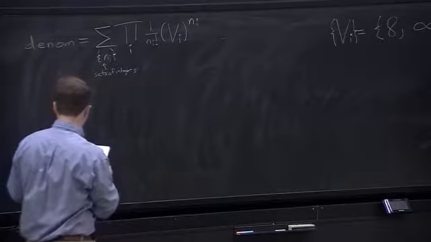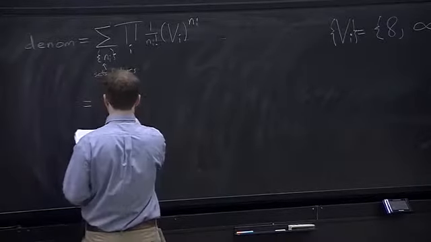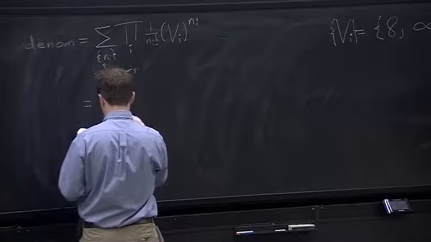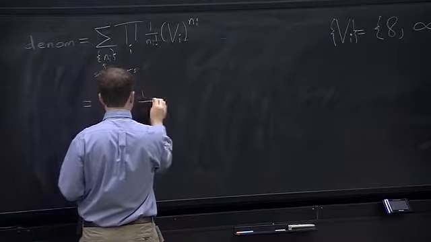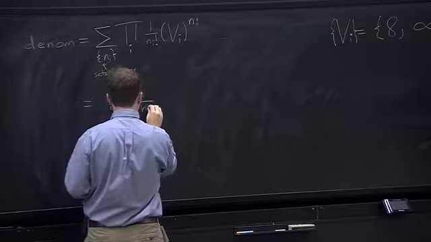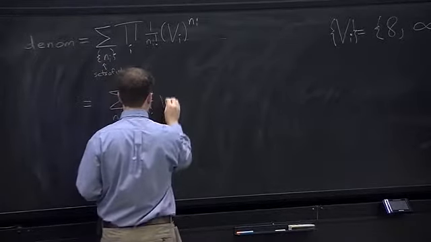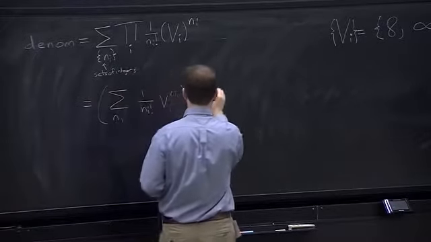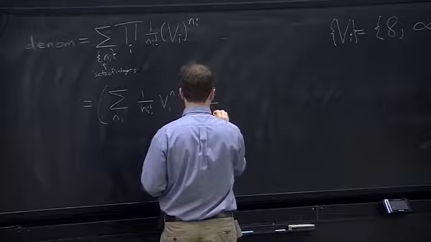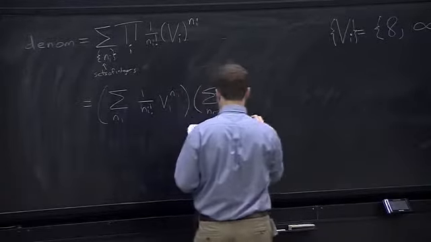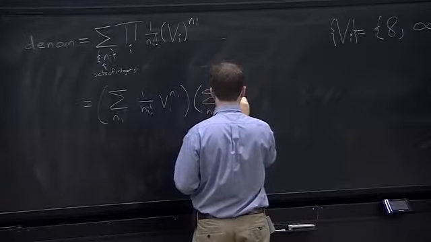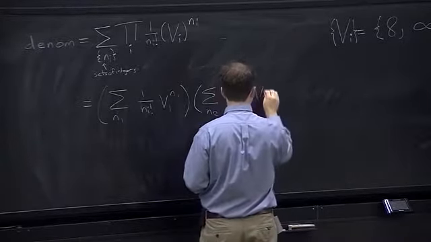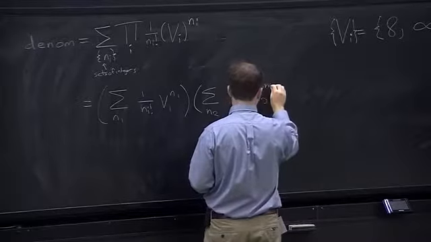So we can write this in another way. We can also write this as the sum over n1. So we can have some number of copies of the first diagram, the figure 8 diagram. And if we multiply that by the sum over n2, where n2 is the number of the second type of diagram that we have.